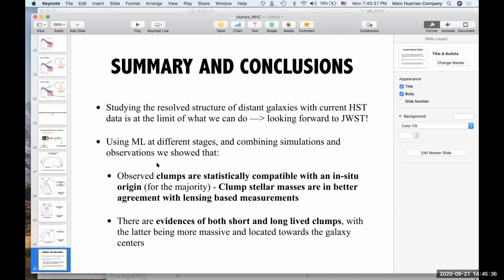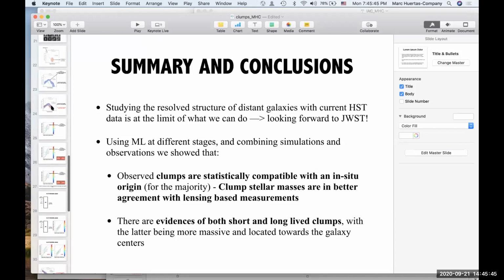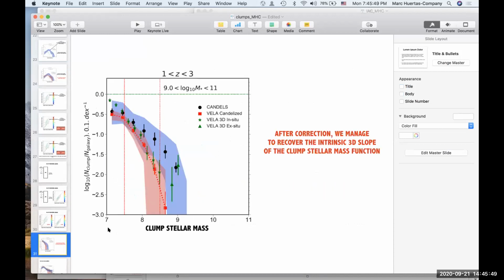Could you go back to the plot where you showed the candelized Vela versus the actual Vela mass functions for the clumps? The one with the correction? Yeah. Here, did you remove the XC2 clumps when you were candelizing? No, the XC2 clumps are in the simulation. Right, but in the red curve, they don't seem to appear at all.